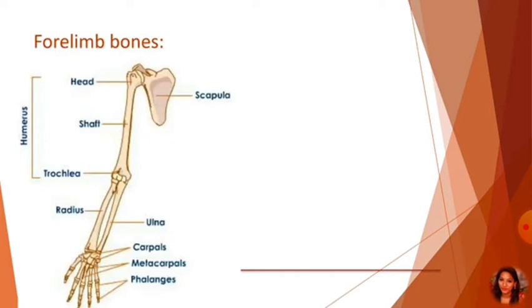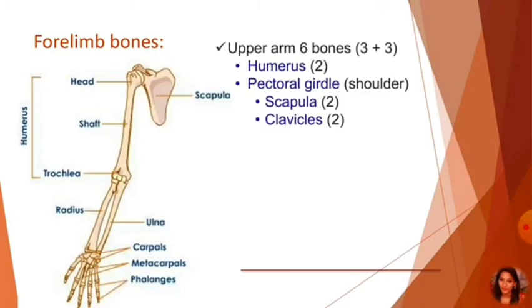The next area is our limbs. First we'll discuss the forelimb. As you can see over here, if we talk about the upper arm, there are 6 bones totally, 3 at right side, 3 at the left side. So first is the humerus bone, which is the first upper area. They are two in number because we are considering both the hands.